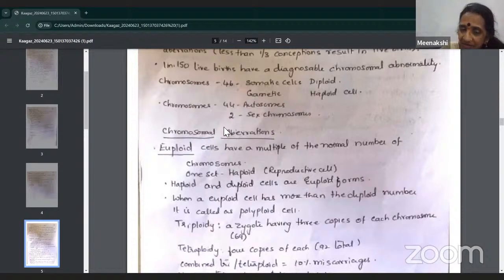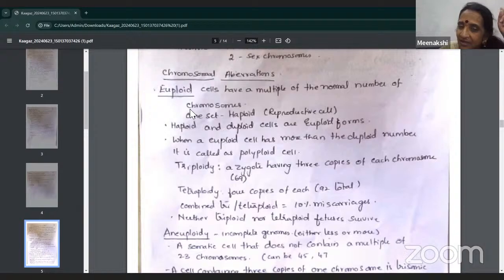So chromosomal aberrations in terms of number of chromosomes can be divided into euploidy and aneuploidy. Euploid means the cells have a multiple of the normal number of chromosomes. What do you mean by multiple of the normal? That is, n is the number of chromosomes, then 2n, 3n, 4n, 5n, like that.